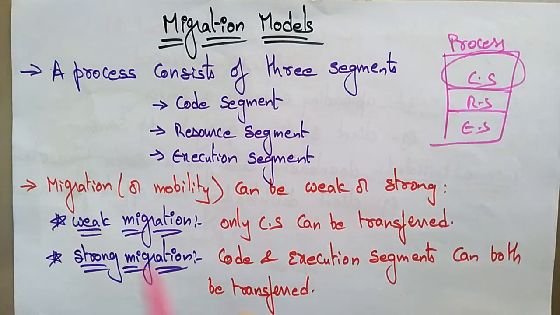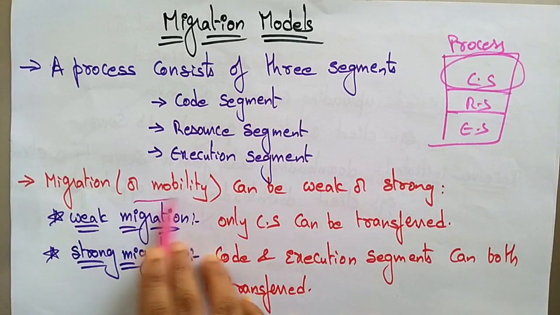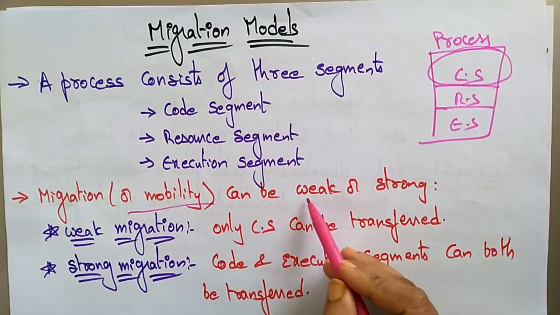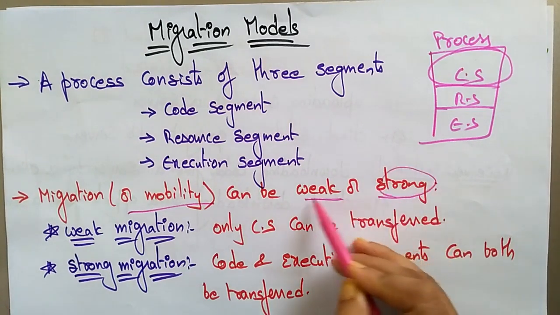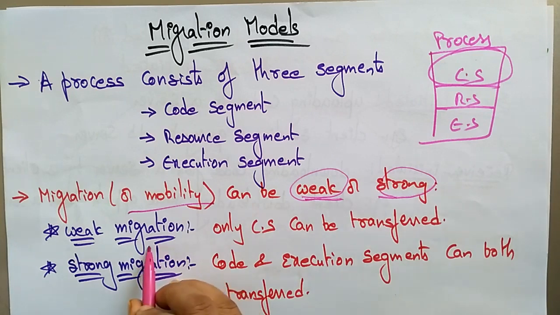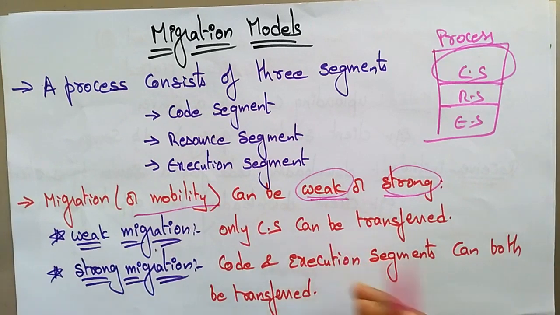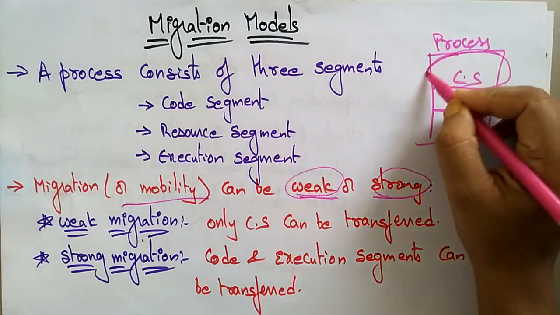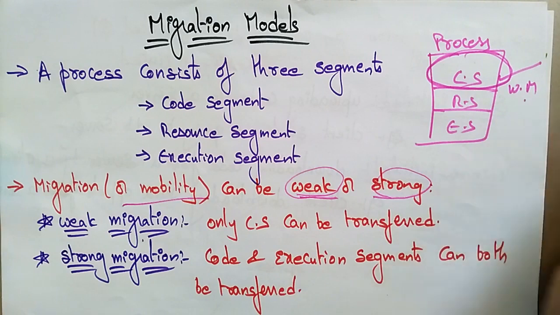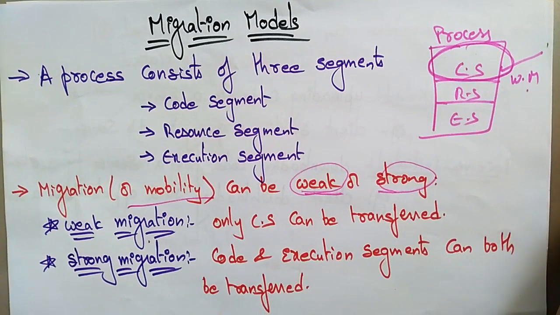Now, a migration is a mobility. You can call it a migration or a mobility, and it can be weak or strong. The migration taking place, whether it is a code or a process, can be weak or strong. Weak migration means only the code segment can be transferred. So in the process, only the code segment is transferred, and then you call it a weak migration.